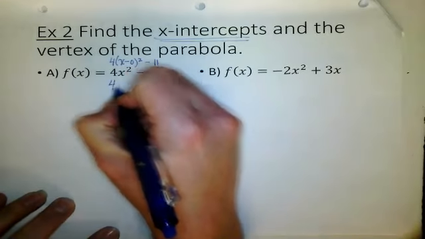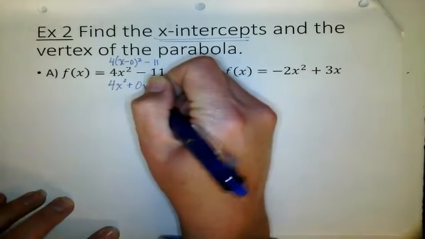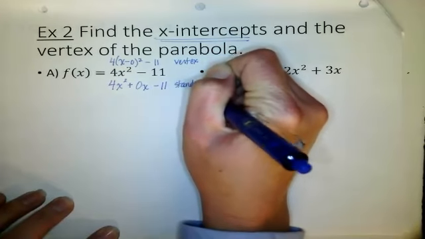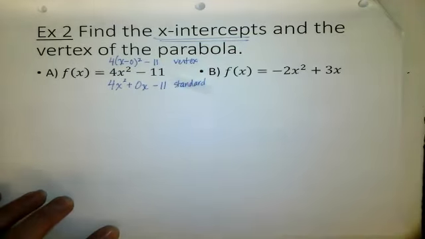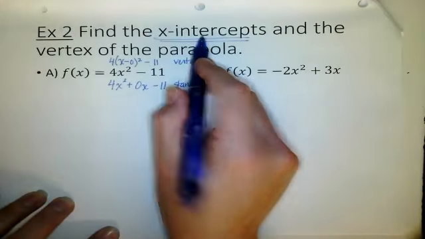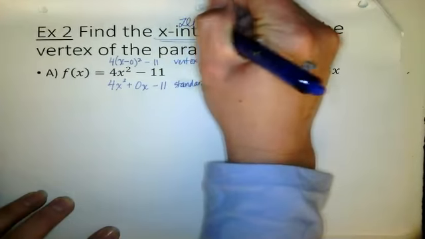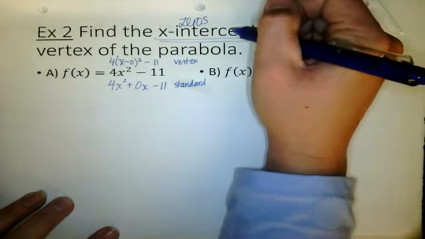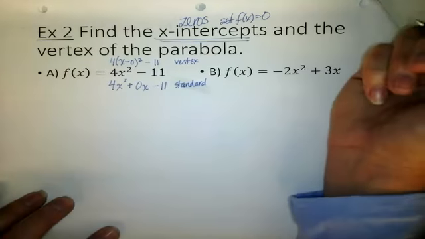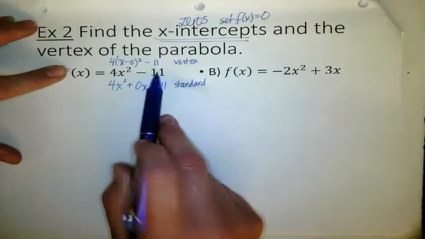It's in standard form, ax squared. What's the b? 0x minus 11. So we have vertex form or standard form, and be wary of both. Since I have standard form here, I'm going to find the x-intercepts first. X-intercepts, also known as zeros. How do you find x-intercepts? Set f of x equal to 0, or set y equal to 0, and solve for x. The easiest way to do that here is actually just the square root method. So we're going to do that.